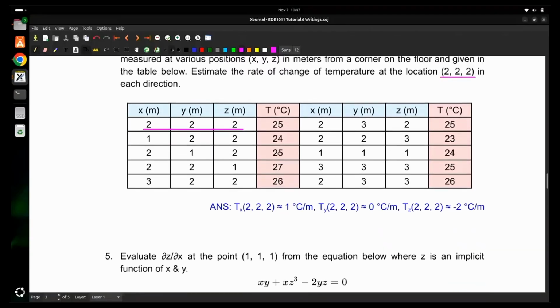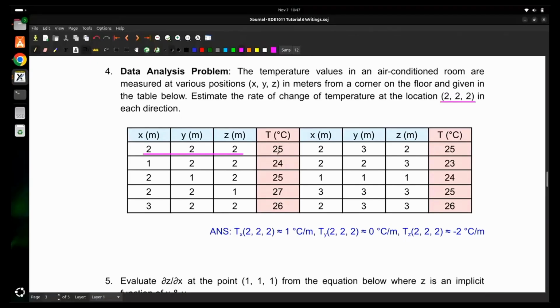Understand? Of course, it depends on what step you take in which direction. In order to get t sub x, you need to step in the x direction. So your x must change, but the y and z must be kept constant. For example, you are at 2, 2, 2 now. Then you take a step to 3, but you maintain the 2, 2 in the y and z directions. Isn't this taking a step in the x direction, correct or not? So you must maintain your y and z. Don't change that. Then you are going to get t sub x.